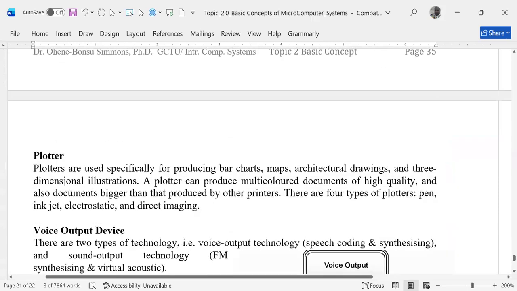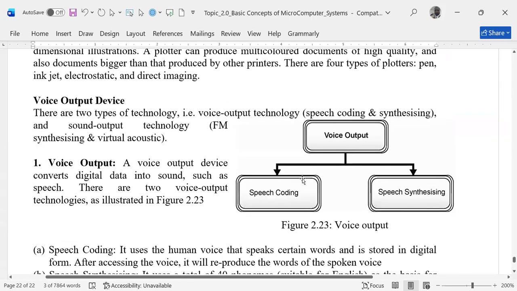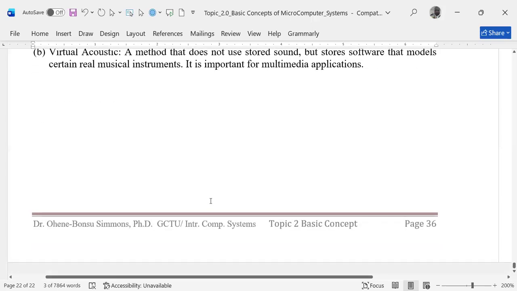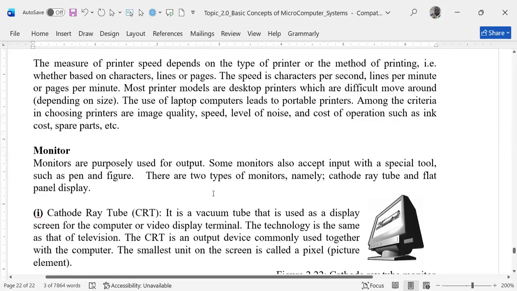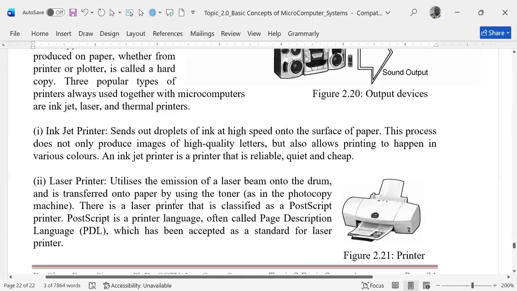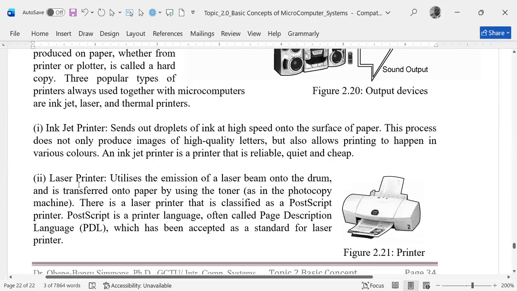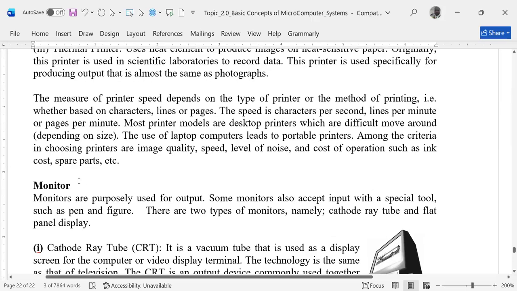Then another one is called a plotter, like the printer. Then sound. These are some of the output devices you need to know or understand. For the printer, we have different categories: laser, inkjet, thermal, etc. They all perform similar jobs.